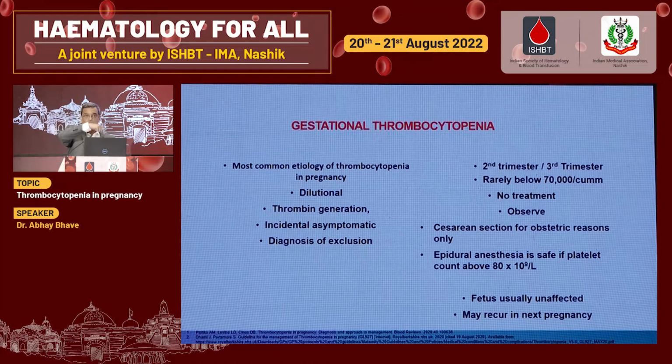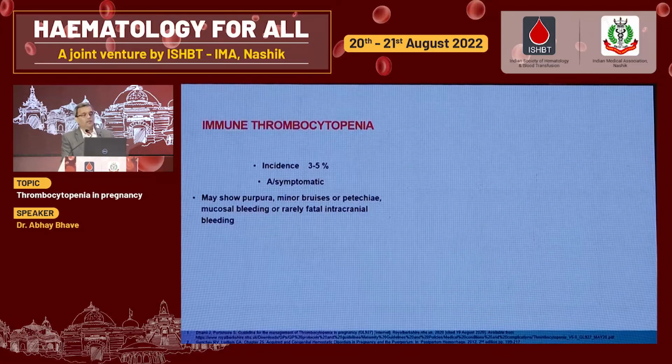So knowing what had happened in the previous pregnancy is important so that you don't do unnecessary tests in the next pregnancy. You know that she had gestational thrombocytopenia. So that documentation should be kept as long as the patient follows up with you. Immune thrombocytopenia is the second most common one, 3 to 5%.